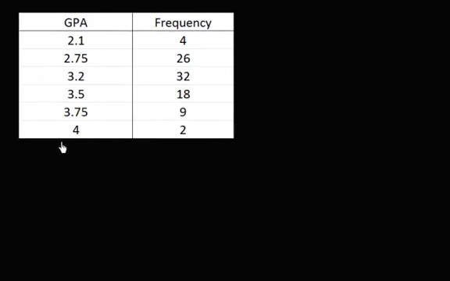Okay, in this example, I went around and I asked people what their GPA was for the previous semester. And so I put them all into a nice frequency distribution. And so I have 4 people who have a 2.1, 26 people who have a 2.75, and so on. So, step 1. What we're going to do is we're going to take the frequency and divide it by 2. So add up this column, and you should get 91.